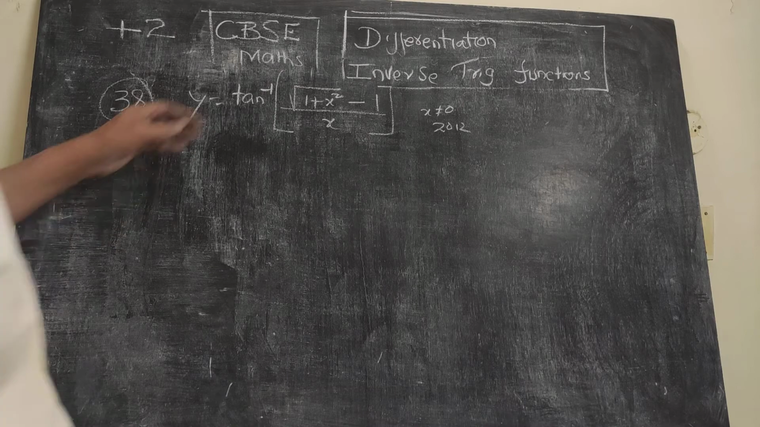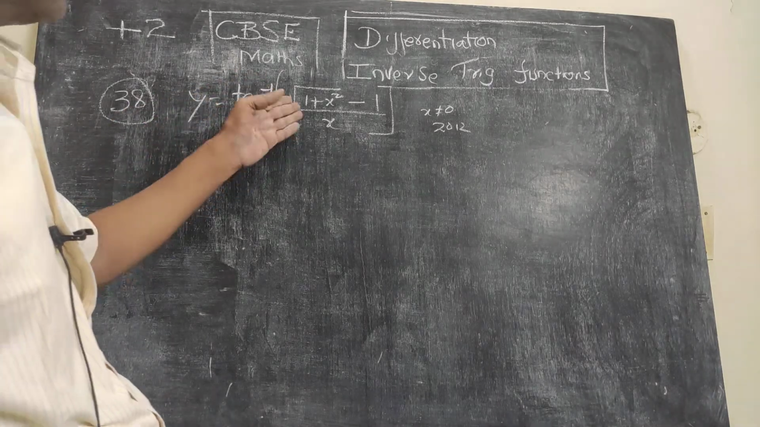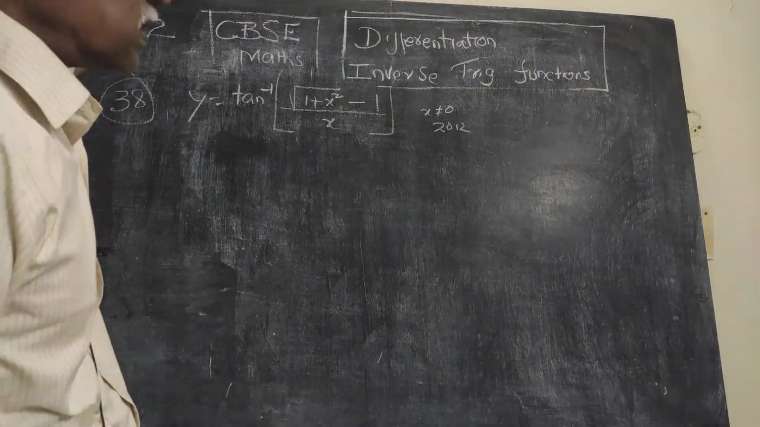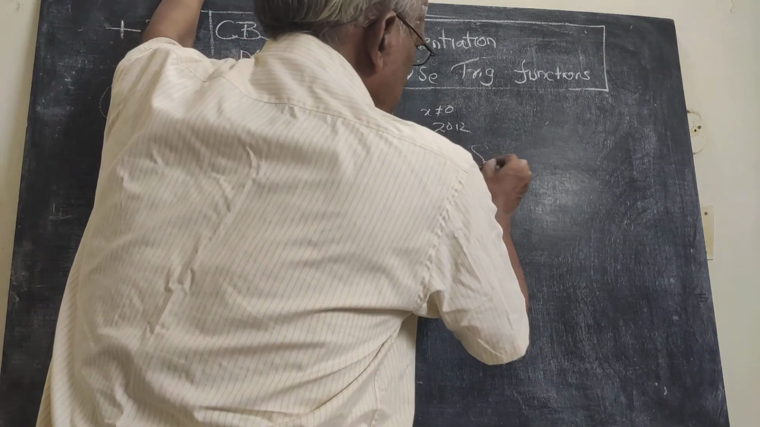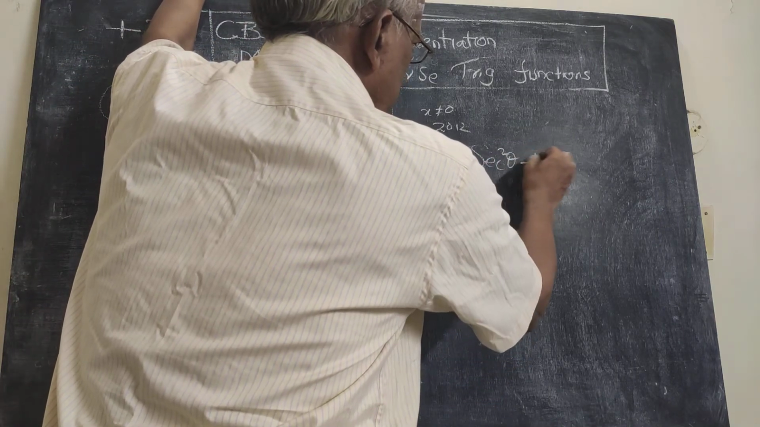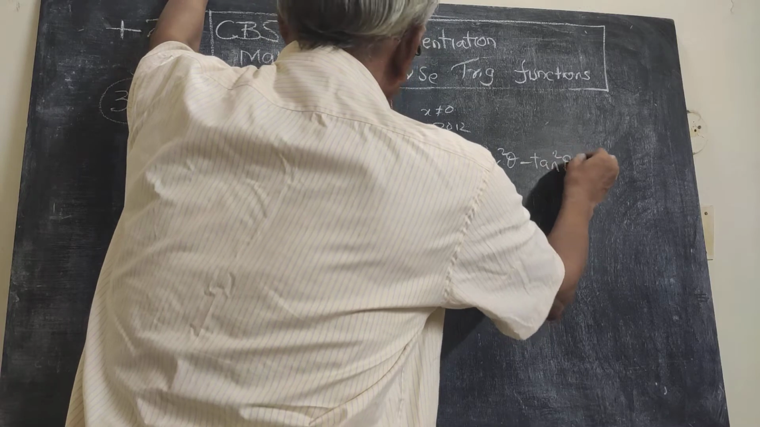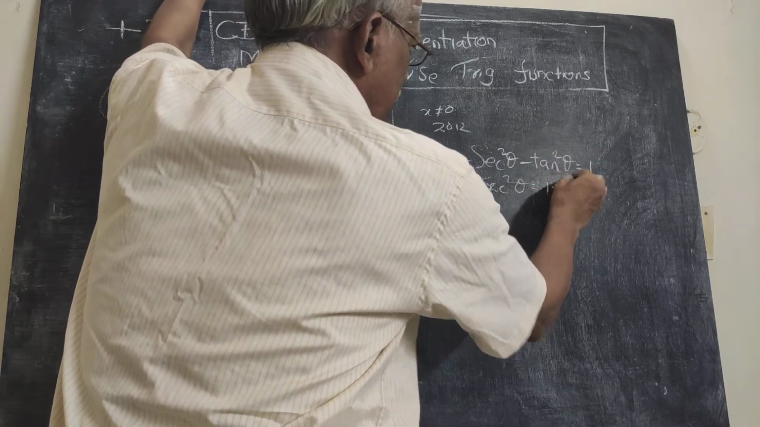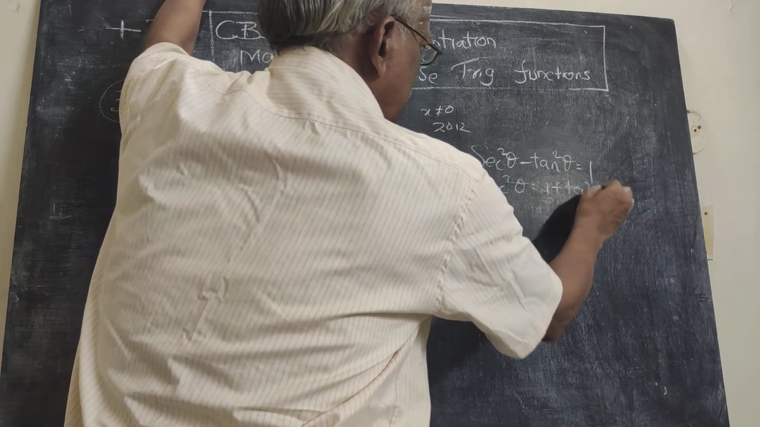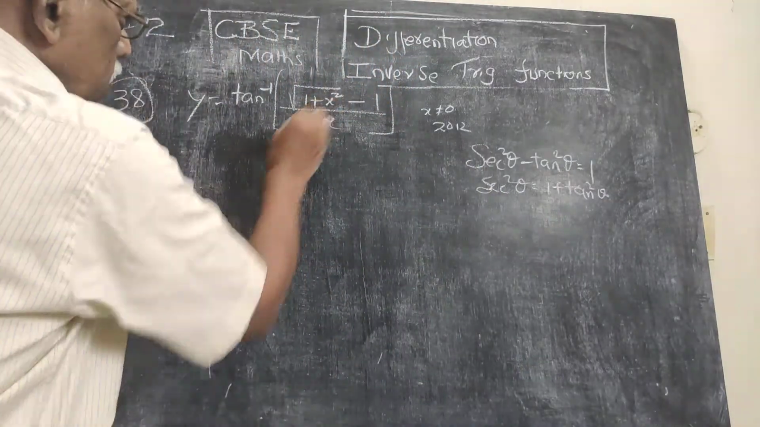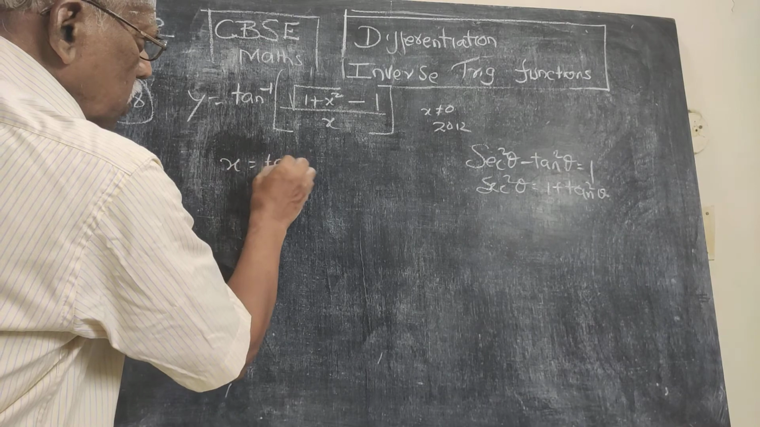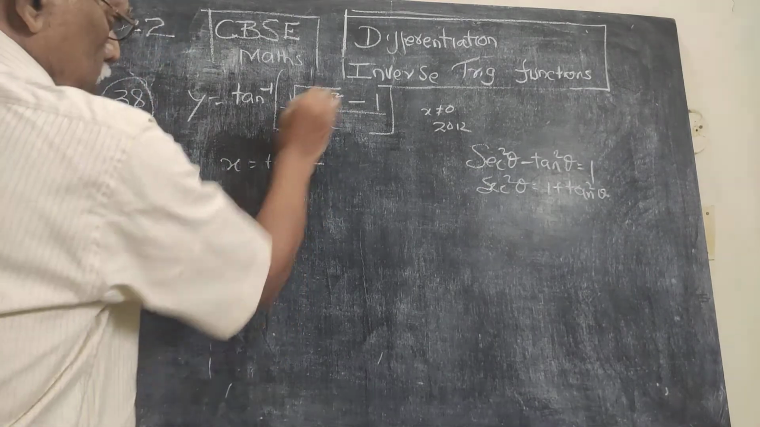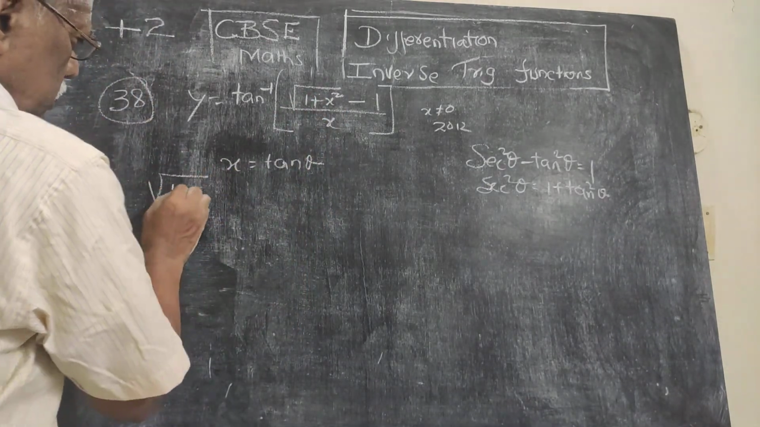The next problem is a simple problem: y equal to tan inverse of (root of 1 plus x square minus 1) by x. We know this identity, secant square theta minus tan square theta equal to 1, otherwise secant square theta equal to 1 plus tan square theta. So I am going for that, put x is equal to tan theta.